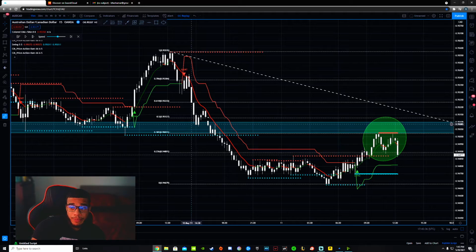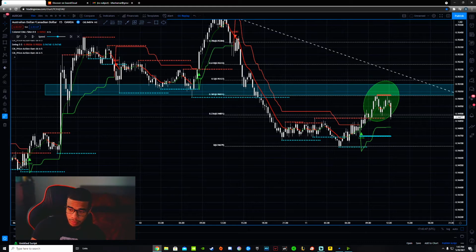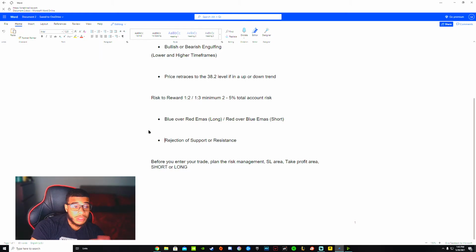So now price has gone under it, and it is now rejecting this zone because you see that double top forming, starting to push down. So that is going to be our rejection of resistance to support. That is also valid, so we have that checked off.